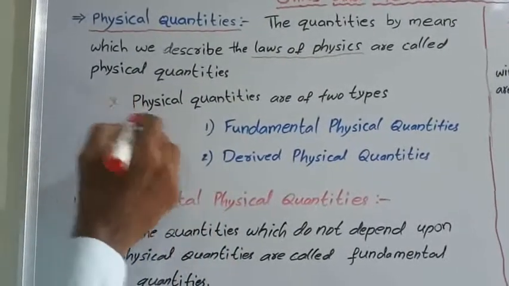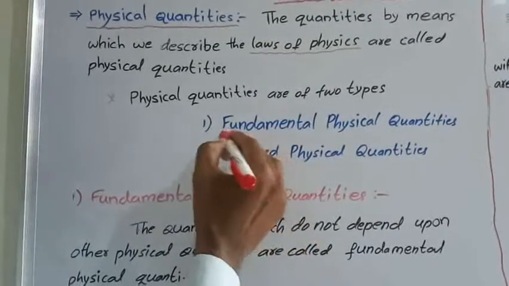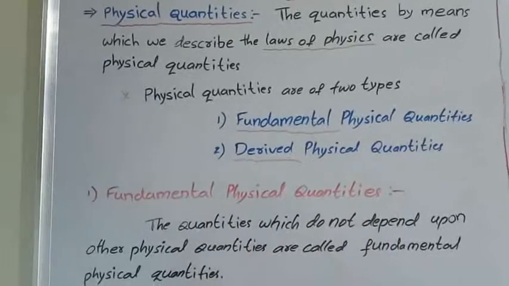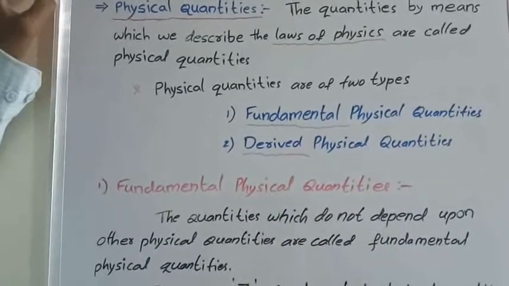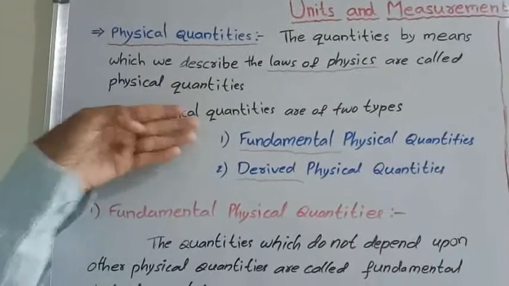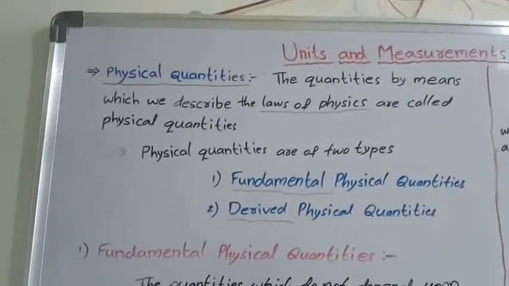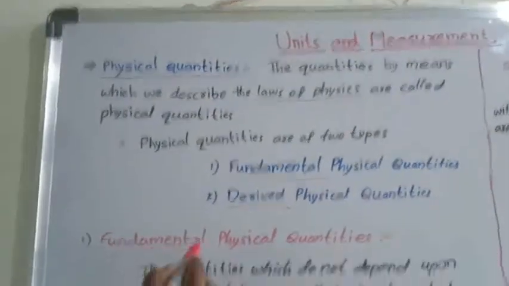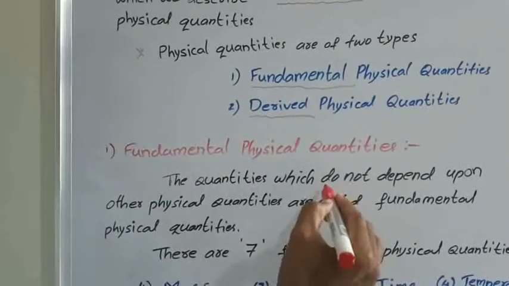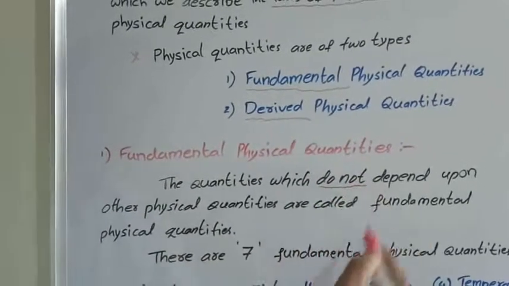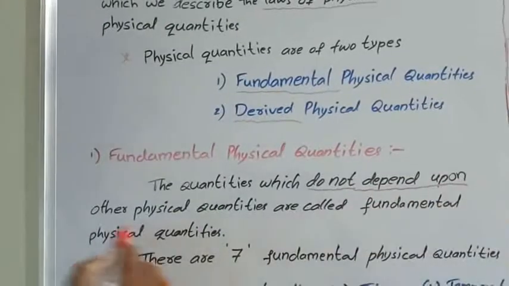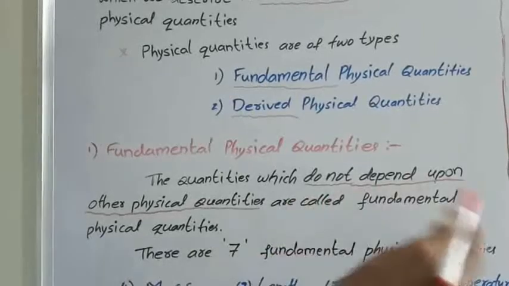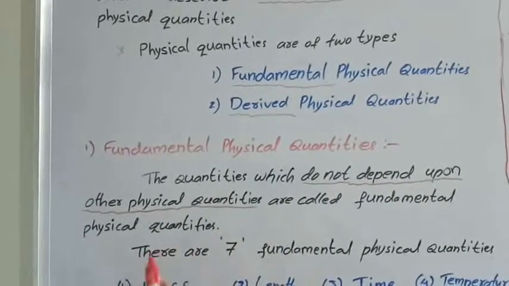Now generally physical quantities are of two types. One is fundamental physical quantities and the second is derived physical quantities. The first one is fundamental physical quantities. Fundamental means the quantities which do not depend upon other physical quantities. The physical quantities which do not depend upon other physical quantities are called fundamental quantities.